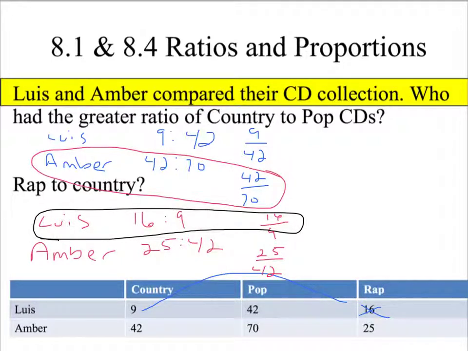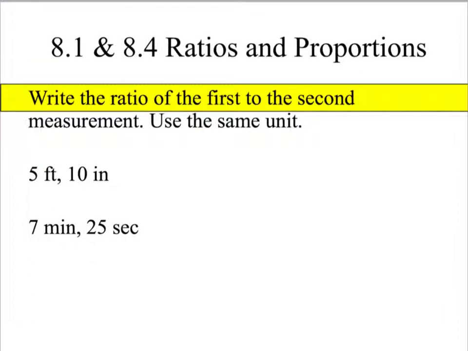Remember, I look at my fractions and I compare those two fractions of 16 ninths and 25 forty-seconds. So the first question is Amber. Second question is Luis. Sweet. All right, here we go.